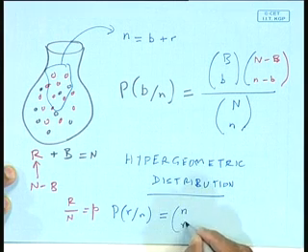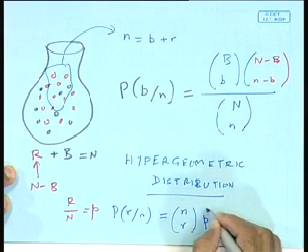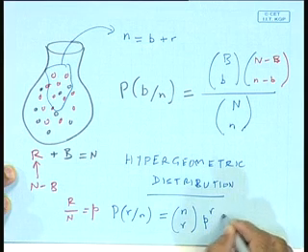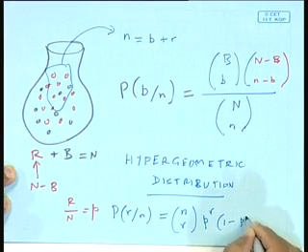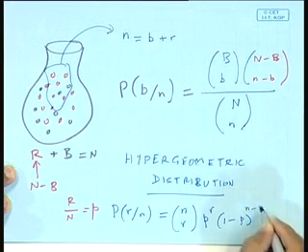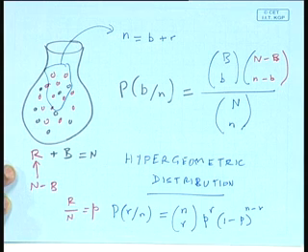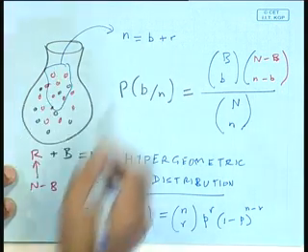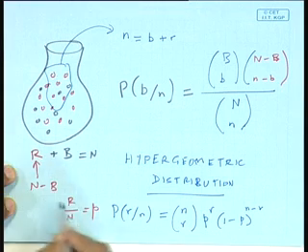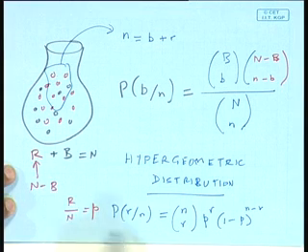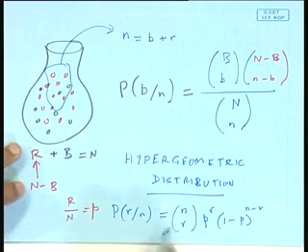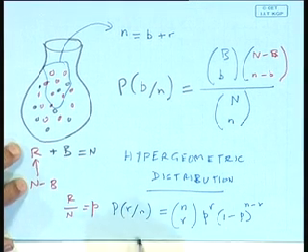n choose r, p raised to the power r, 1 minus p raised to the power n minus r. That is the formula to be utilized if you want to find out the probability of there being r defective balls in the n that you pulled out. I'm calling the red balls defective this time. What is this formula? Where is this from? This is from the binomial distribution.